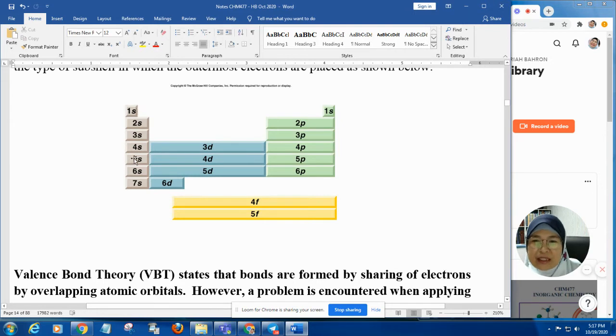So you call this the S block. This is the P block. That is called the D block. And down here is the F block. Actually, the F block goes in between the D and the P, but never mind, otherwise our periodic table will be too long. So the F block is located here. This is called the Lanthanide series and the Actinide series.